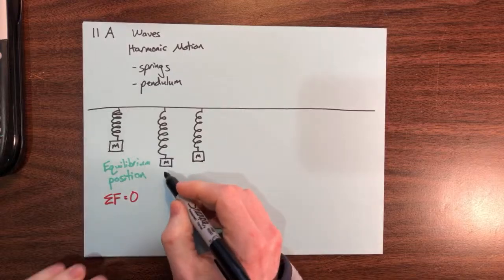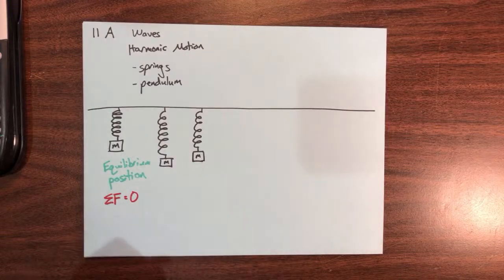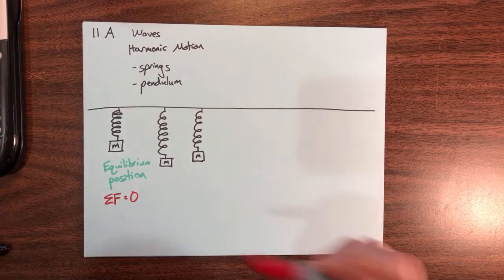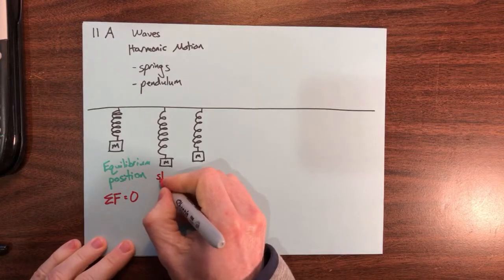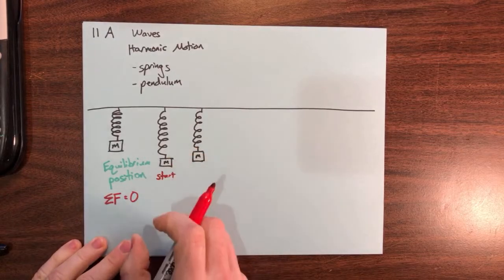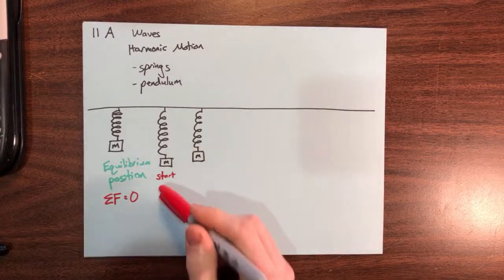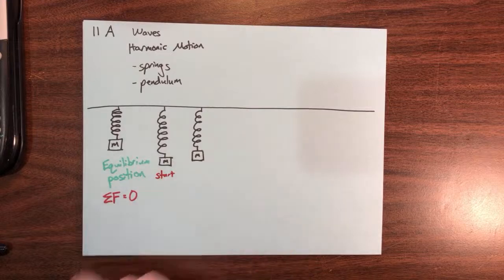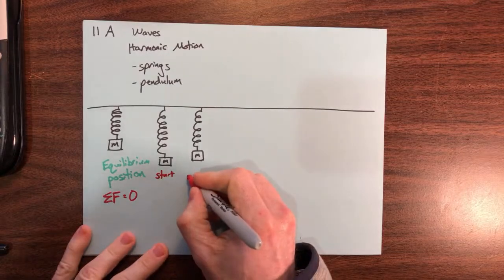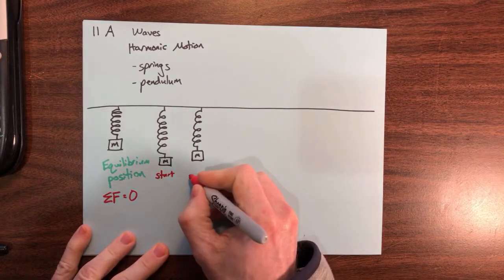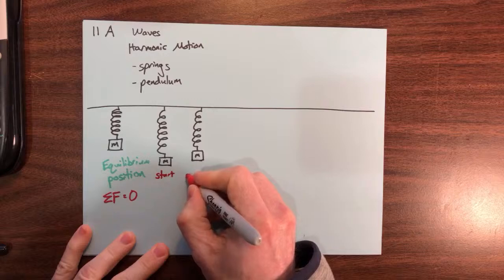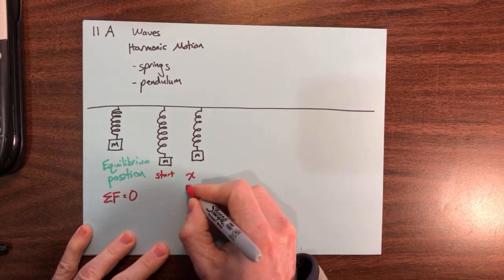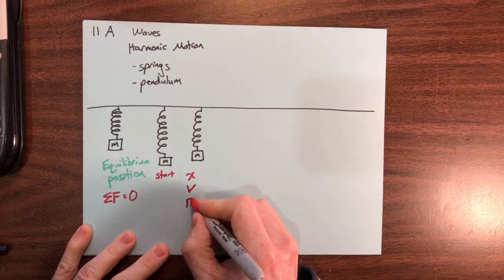All right, so let's call this our start position right here. So pull down to the max, or just arbitrarily, we could pull it down further, but we're not. So that's going to be a start. Right at the maximum position, after we let go, we can notice some things, and let's talk about three different things. Let's talk about the position, we'll call that x. We'll talk about the velocity, and let's talk about the force.